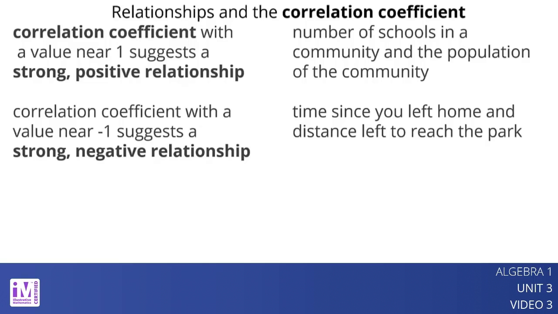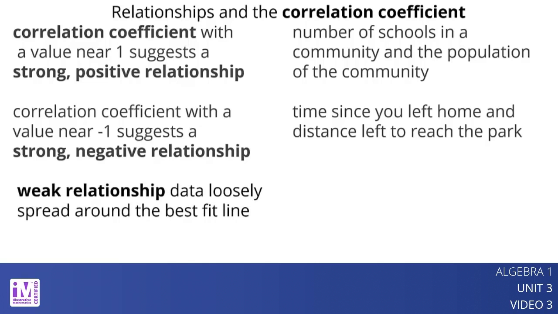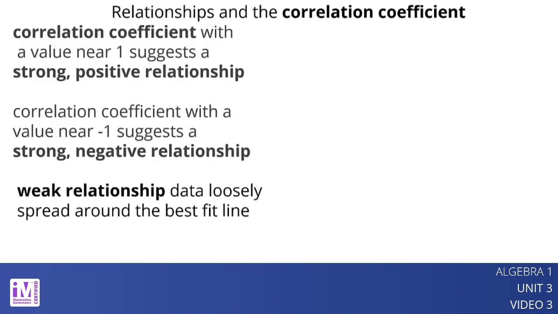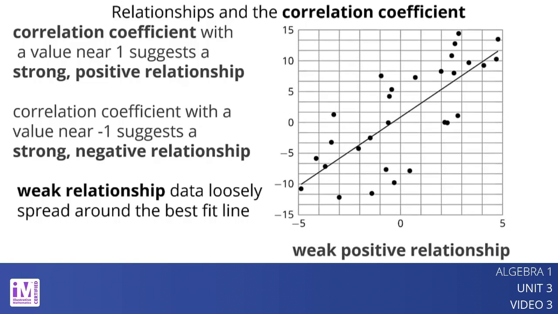Weaker correlations mean there may be reasons the data varies other than the connection between the two variables. For example, number of pets and number of siblings has a weak correlation. We say there is a weak relationship when the data is loosely spread around the line of best fit. This graph shows a weak, positive relationship.